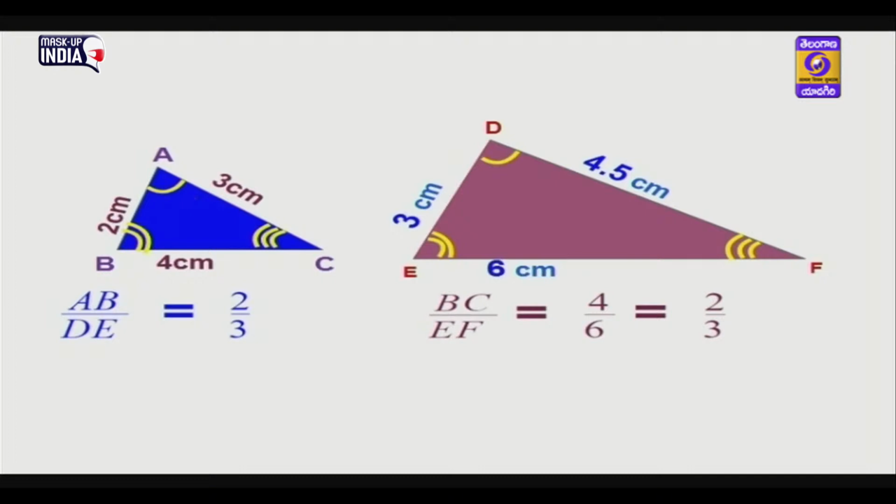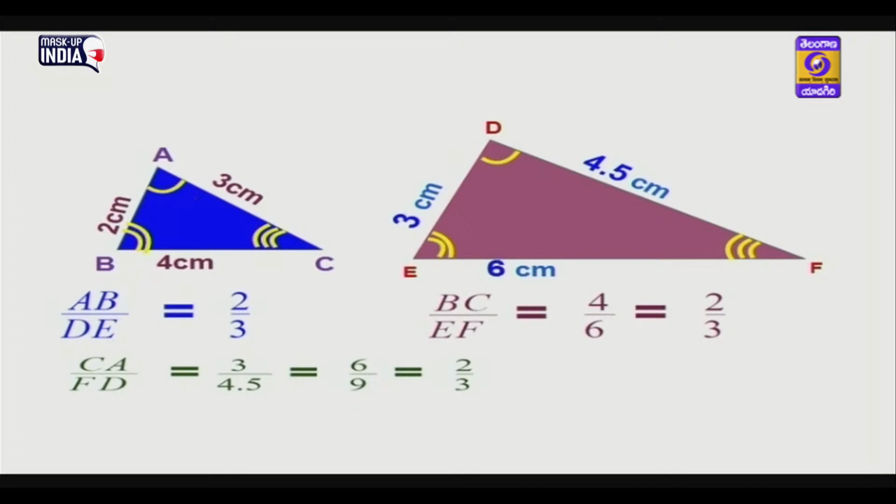We can see that BC by EF, which is equal to 4 by 6, is also 2 by 3. Now, when we consider the ratio of the third sides, CA by FD is equal to 3 by 4.5, on simplification we get it as 2 by 3. We observe that the ratio of the corresponding sides in the triangles ABC and DEF are equal.